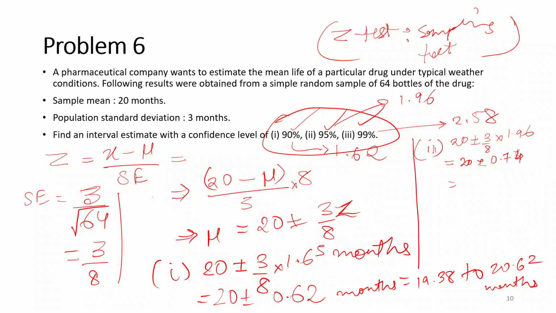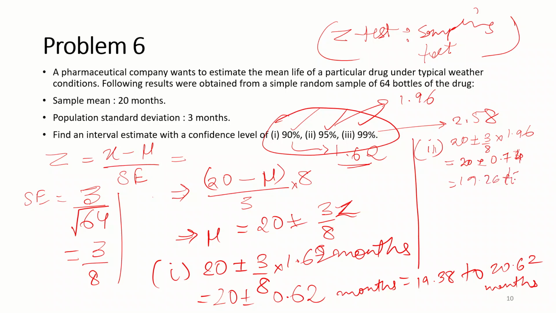Sir, for 90%, what is the value of z? 1.62. Okay. Actually, you have written, I think, 1.65. Where? Okay. Yes, sir. In the first, 20 plus or minus 3 by... It is 1.62. Okay. And for the second, it will come 19.26 to 20.75.